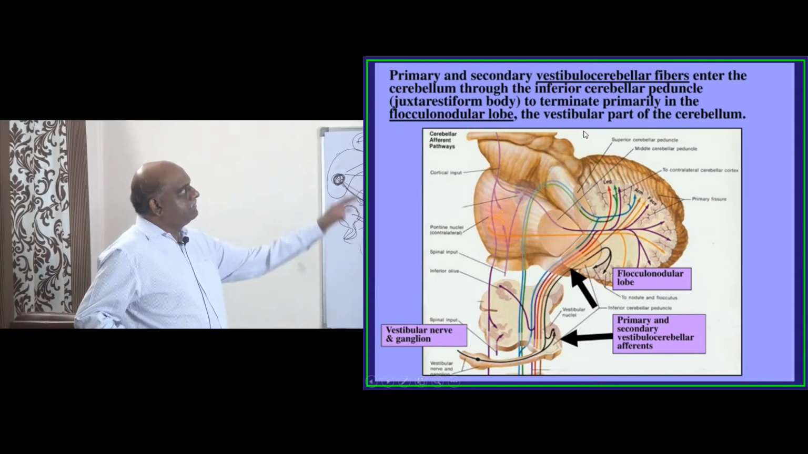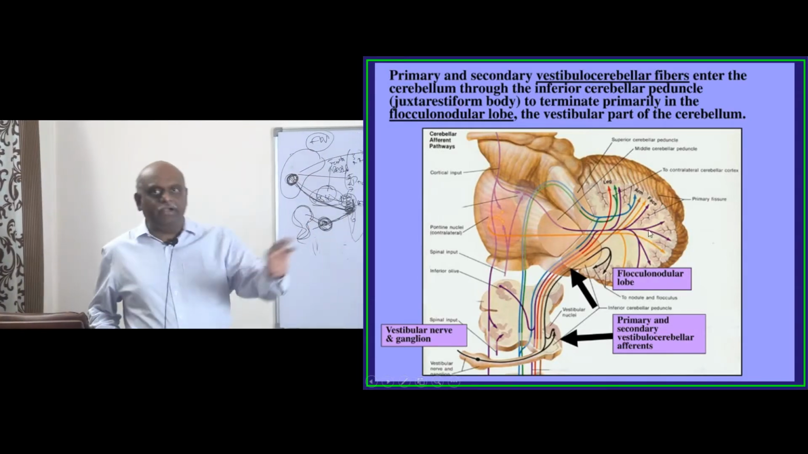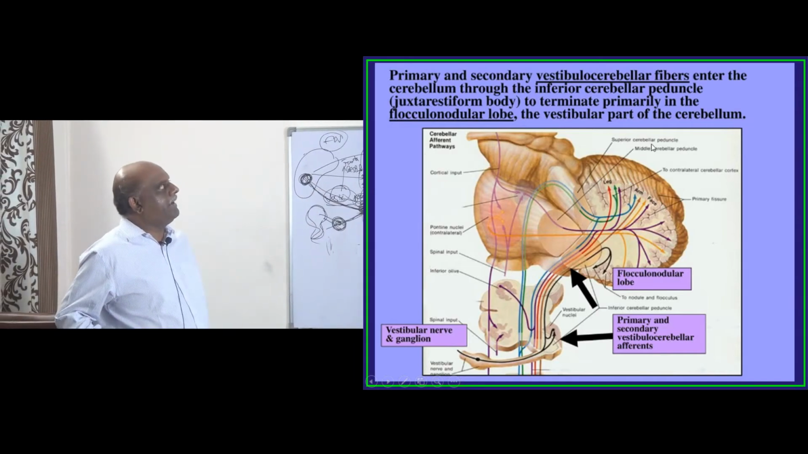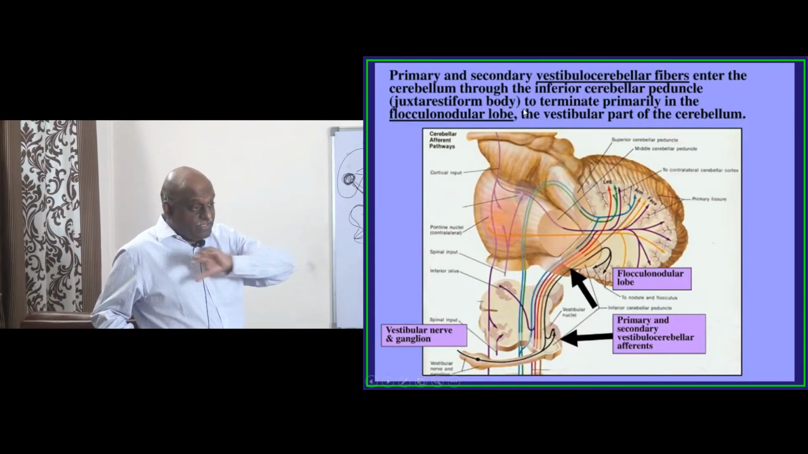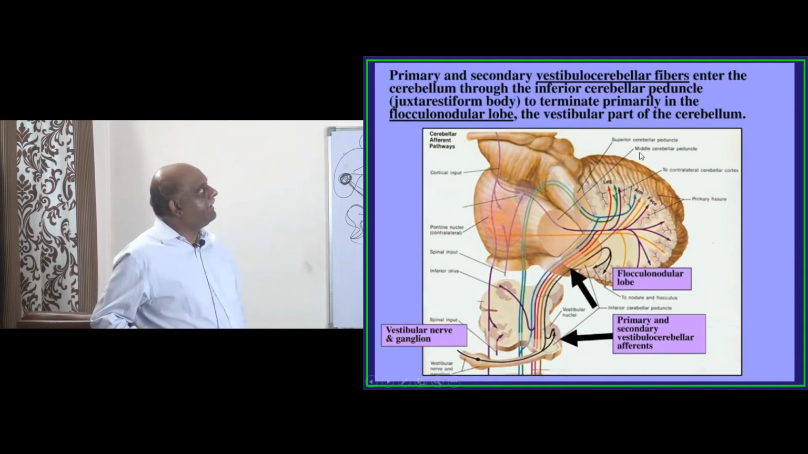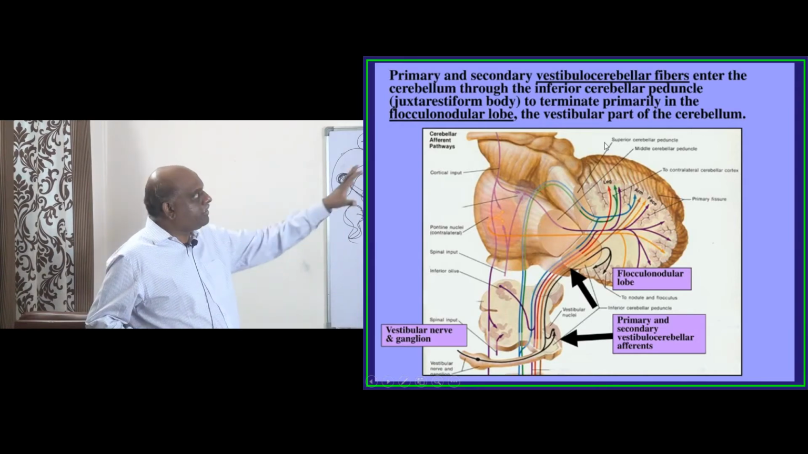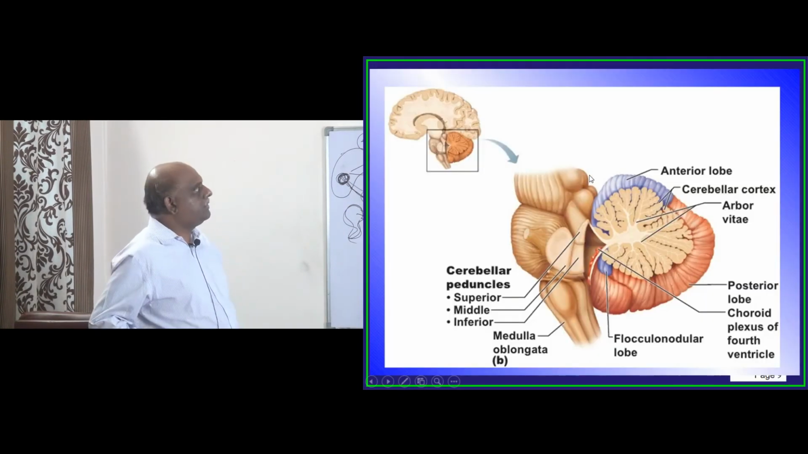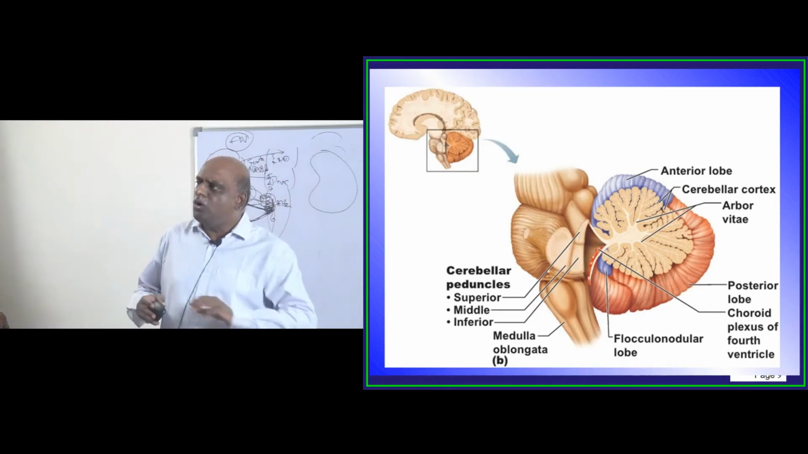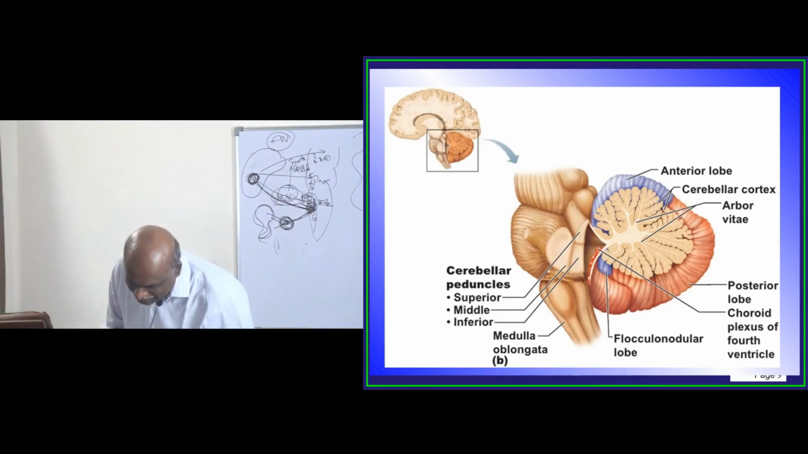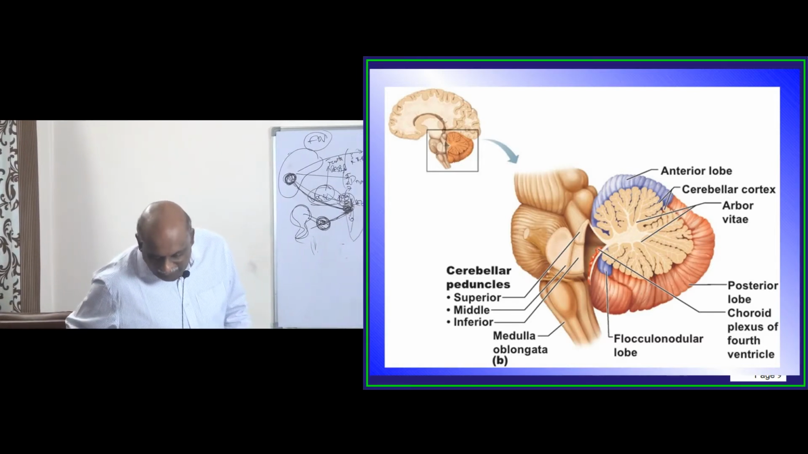Now doc, these vestibulo-cerebellar fibers, how do they enter the cerebellum? Through the inferior cerebellar peduncle, as the juxta-restiform body, when they are passing through it. And where do they ultimately terminate? That is the examiner's question. Flocculonodular lobe is what you have to ultimately remember. Once more, how many parts are there in the cerebellum? It's a very important question.